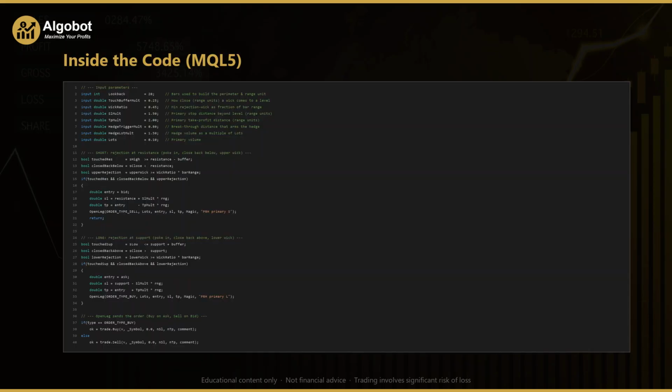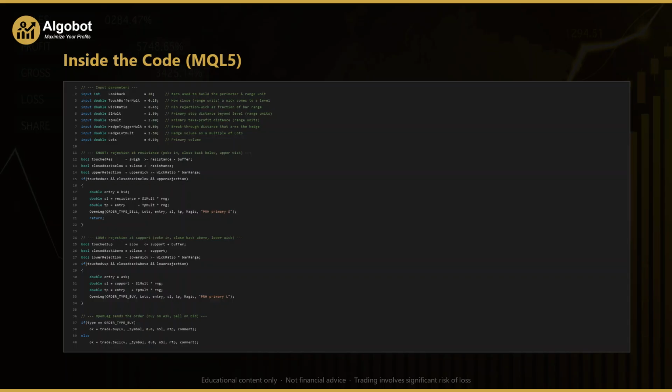Let's look at the actual MetaTrader 5 code on screen, just as it appears in the editor. At the top, we have the input parameters. Lookback sets how many bars build the perimeter and the range unit. Touch buffer multiple controls how close a wick must come to a level to count as a touch. WickRatio is the minimum rejection wick size as a fraction of the bar's range. SL multiple and TP multiple size the stop loss and take profit in range units, and lots sets the primary volume. Now the short block.